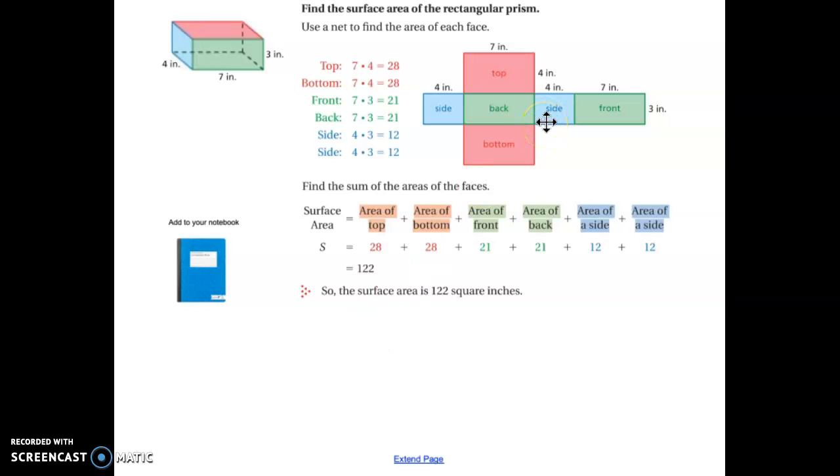And you see, that net really allows us to visualize, because here we have that 7 by 3, 4 by 3, 7 by 3 again, 4 by 3 again, and then the top and the bottom are different, 7 by 4 and 7 by 4. That really makes it very, very easy to see.